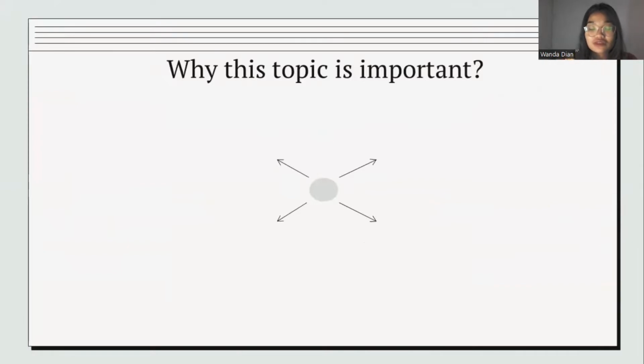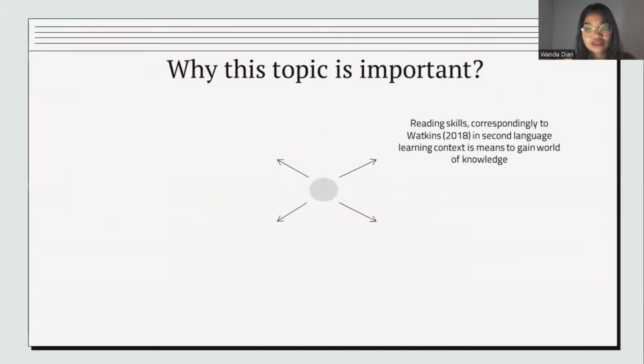As we learn the English language, we are expected to master four English skills, including listening, reading, writing, and also speaking. And among those four English skills, reading is considered an important skill because according to Wadi in 2018, reading skill means to gain world knowledge. Priyanti et al. 2019 also stated that reading skill is the heart of all aspects in learning. So therefore, reading skill is considered an important skill in learning the English language because it will affect the success of the language learning process.